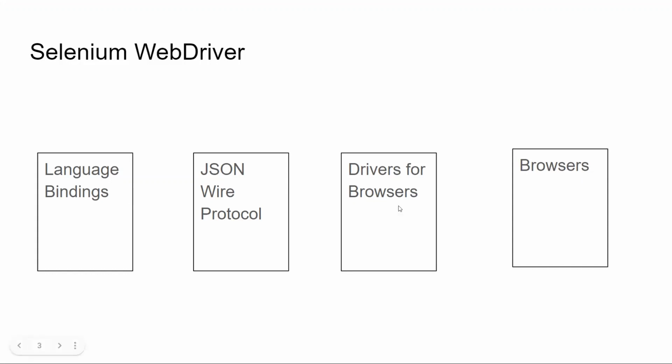Right? So we'll be looking at how this whole flows with the help of an example. Right? So when we write a code, we'll be telling you what are these language bindings and what are these browser drivers, right? So for every browser, you have a corresponding driver. So for Chrome, you have a Chrome driver. For Firefox, you have a Gecko driver. For IE, you have an IE driver, and so on.